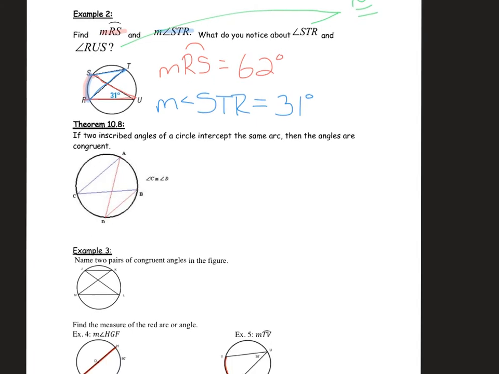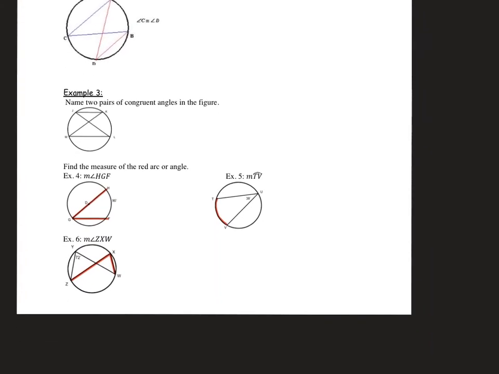Looking down at example 3, now we're just naming two pairs of congruent angles. There are a couple of different options here. We have angle M and angle J, which both form intercepted arc KL. So angle J and angle M are congruent. The other option is angle K and angle L, which both form arc JM, the same intercepted arc. So we can also say that angle K and angle L are congruent. So we have two pairs of congruent angles in that figure.